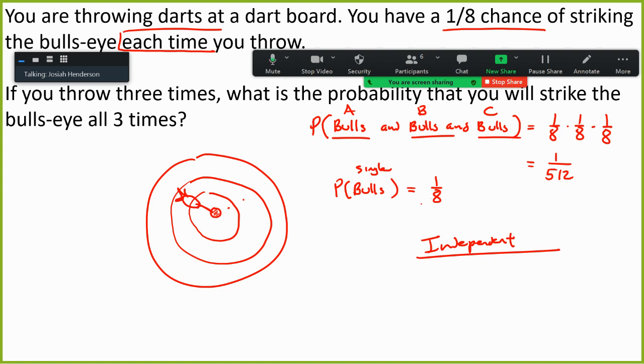Also, notice that the question isn't saying anything like getting in the bullseye or in the next ring. There's no "or" here. So that's our clue that it's not a mutually exclusive or non-mutually exclusive problem. It's an independent or dependent problem. So look for those keywords. Just so you know, all these questions are going to be independent and dependent multiplication problems.